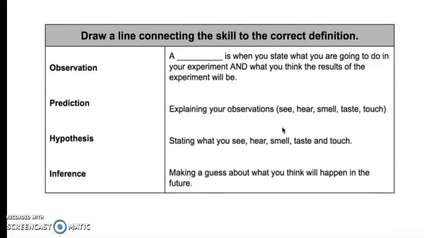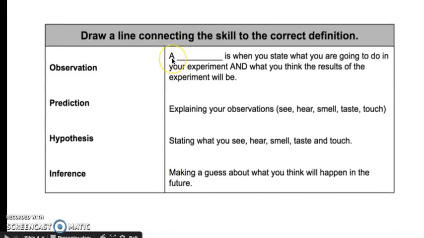Okay, students, our last section at the bottom of the second page. The directions say, draw a line using your pencil to connect the skill to the correct definition. Here are the 4 skills: observation, prediction, hypothesis, inference. You need to draw a line to the correct definition. So maybe observation goes here. Maybe observation goes to here. Maybe it goes to here. Maybe it goes to here. You need to draw a line.